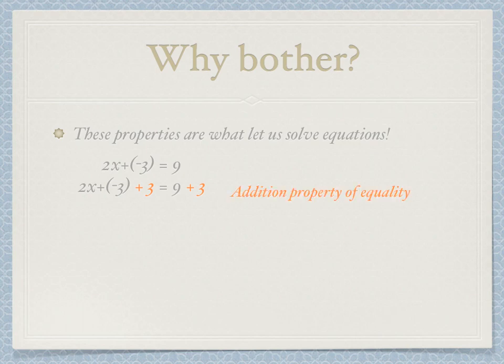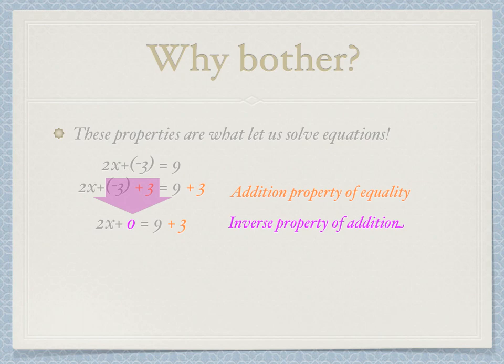Well, the addition property of equality, we learned about that in our last lesson, says that if two things are equal to each other, you can add the same number to both sides, and the results are still equal to each other. Next, we took the negative 3 and the positive 3 we just added, and those two together add up to 0. So now our equation looks like this: 2x plus 0 equals 9 plus 3. How do we know that negative 3 and positive 3 add up to 0? That's the inverse property of addition. When we add a number and its opposite together, we get 0.